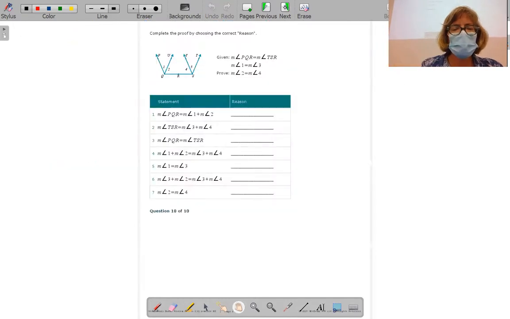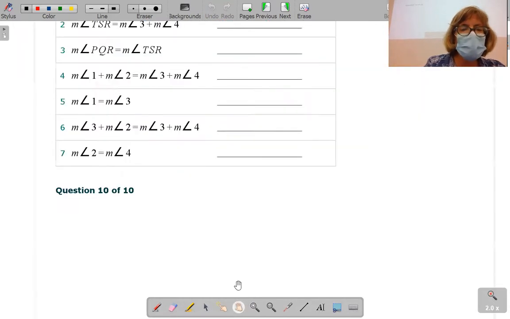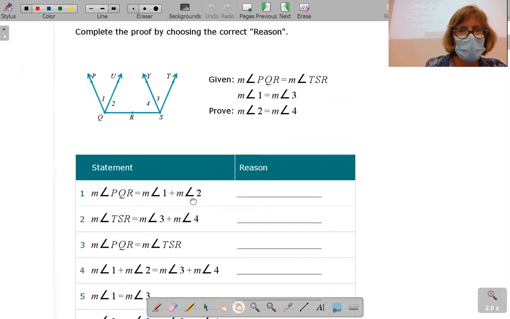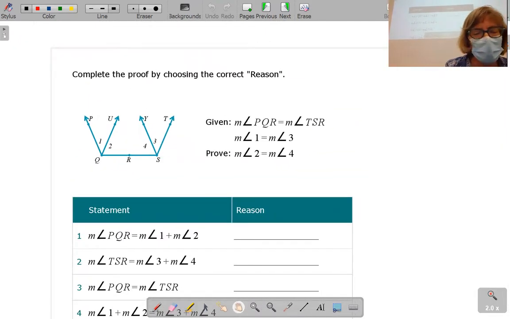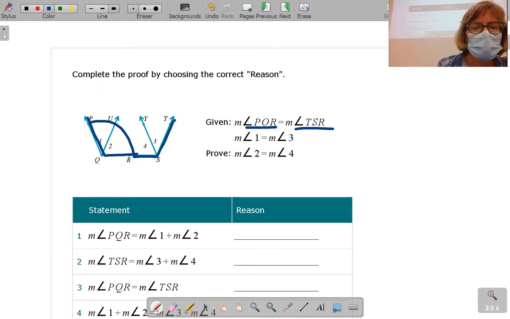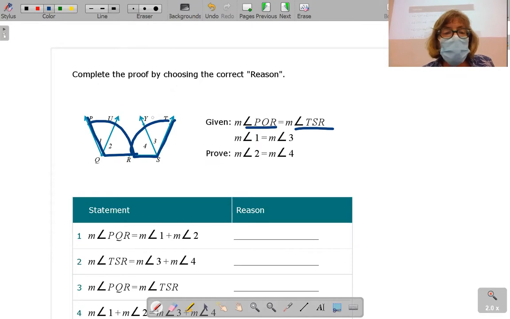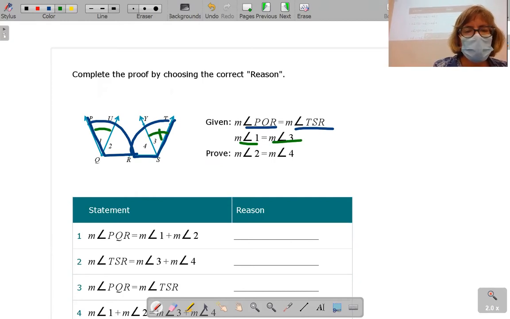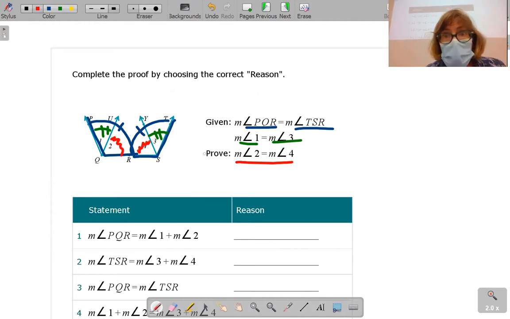Second to last one. Dealing with a couple justification proofs. It's very important you take the time to actually mark it out on the diagram what's going on here. So we are told that PQR and TSR are congruent, which are the big angles. We're told that angles 1 and 3 are congruent. And we're going to try to prove that angle 2 and 4 are congruent.